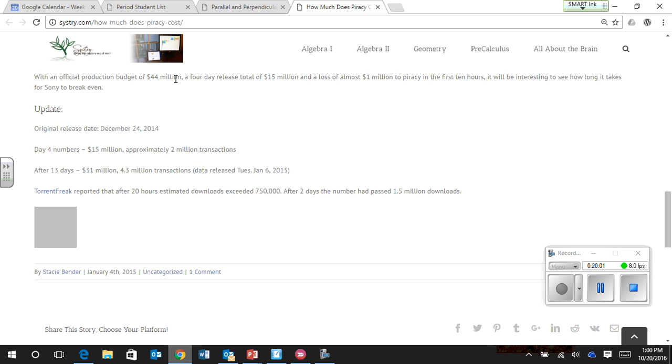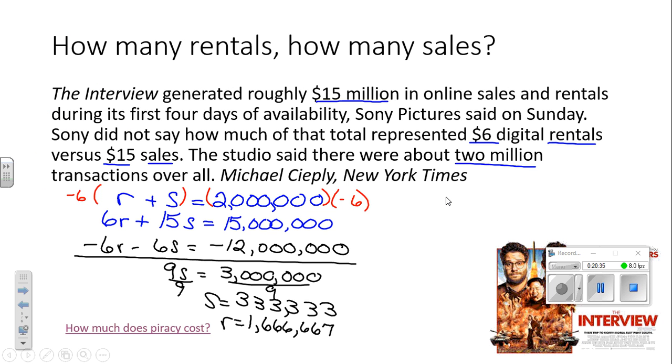But Torrent Freak reported that after 20 hours, they had over 750,000 people who downloaded that video and basically didn't pay for it. After 2 days, that number had hit 1.5 million people. So think about how much money just in one movie. That's one movie that wasn't a super popular movie, right? But that's how much piracy cost Sony with this one movie. So anyway, I think it's kind of interesting because they say it's a problem. I didn't know how much of a problem.